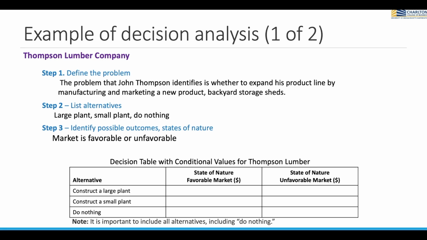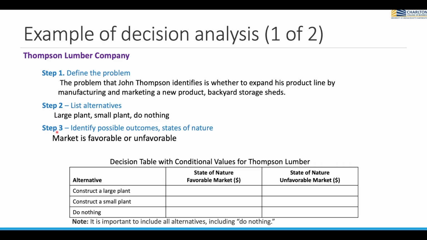Let's consider this example. This is about Thompson Lumber Company, and they want to decide whether to expand their product line by manufacturing and marketing a new product and expand their company. They have 3 alternatives: building a large plant, a small plant, or none of them.